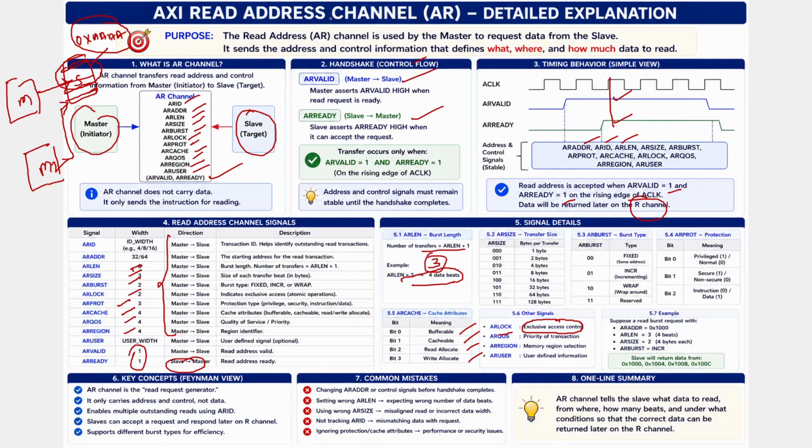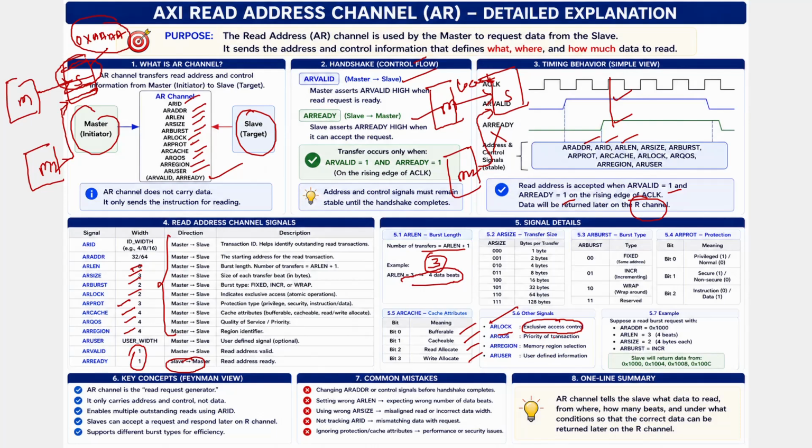Suppose you are doing locked access, which means the entire slave is locked. Master 1 is communicating with this slave and it is locked access. Then master 2 wants to communicate with the same slave, and this will not allow the transaction. That is called the other signals like ARLOCK and then quality of service, all these things.